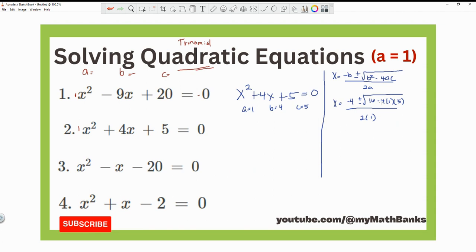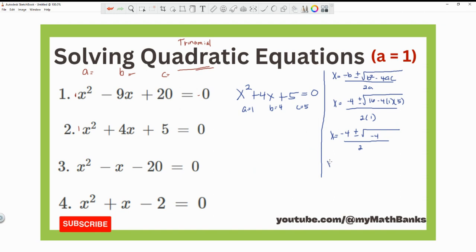Okay, solving the value inside the radical sign. So x equals negative 4 plus or minus the square root of 4 times 1 times 5, that's 20, right? 16 minus 20, that's negative 4, all over 2. Okay, now if you use your calculator and take the square root of a negative, that will give you an error. That's because this is not a real number. The square root of a negative number is going to be an imaginary number. So when we say imaginary number, really what I'm saying is you just take the square root of that number and then you put an i.